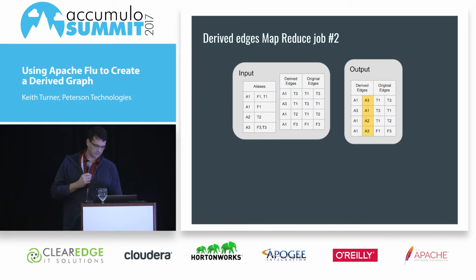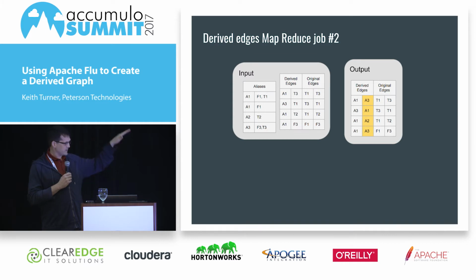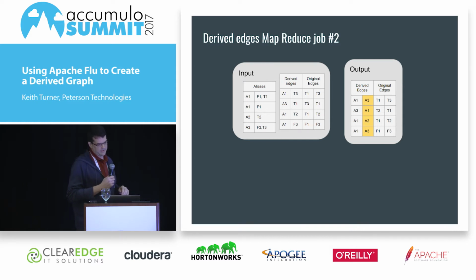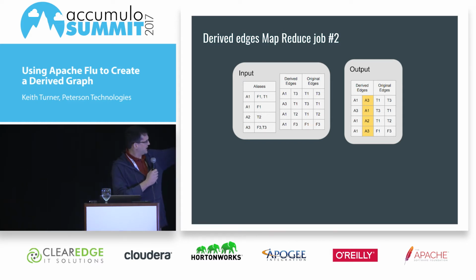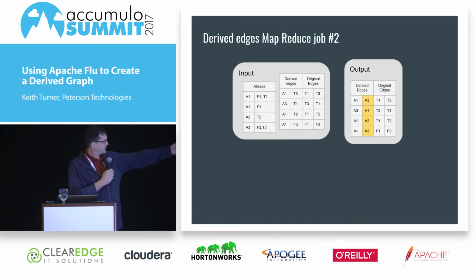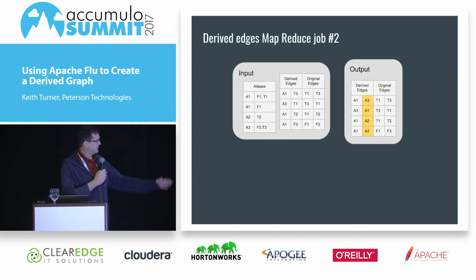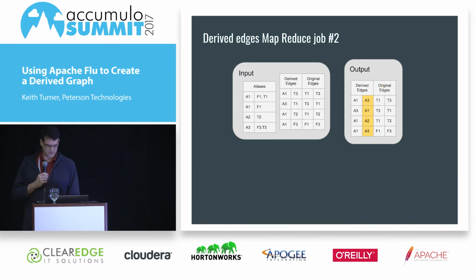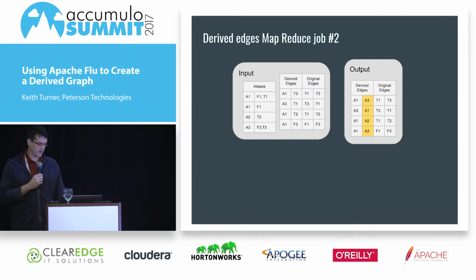And then you do a second MapReduce job that goes over the second half of all the edges and joins them with the alias data. So like the node, this edge A1 to A3, I replace T3 with A3. And you see I get the generated graph. So after this, I've materialized the edges for the derived graph in 2 MapReduce jobs.